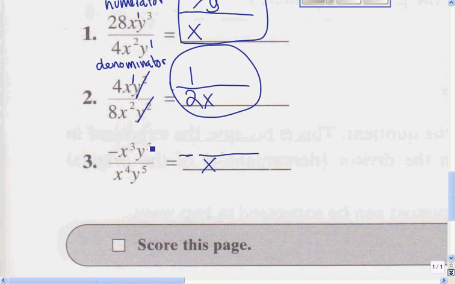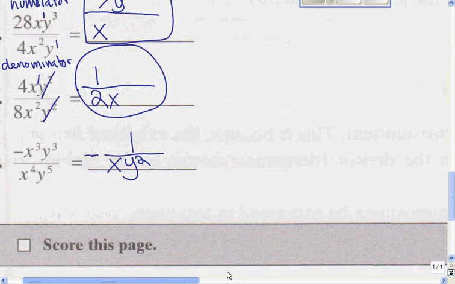And I've got 3 and 5. I'm going to subtract those. My larger exponent is in the denominator, so I know my variable is going to be in the denominator. So 5 minus 3 is 2. Now, if you notice, there's no numerator. Whenever I'm left with no numerator, I just put 1 as my numerator. Okay? Whenever you're left with no numerator, just write a 1 on the top.